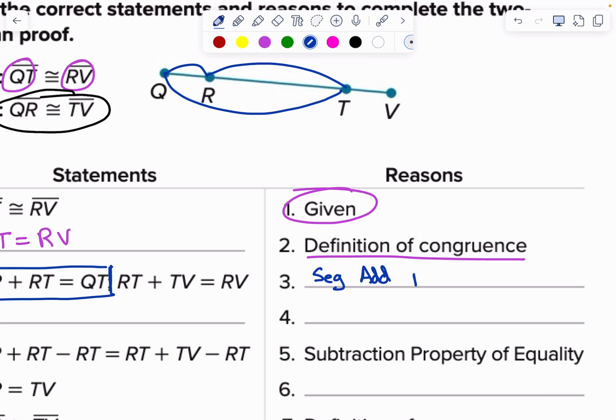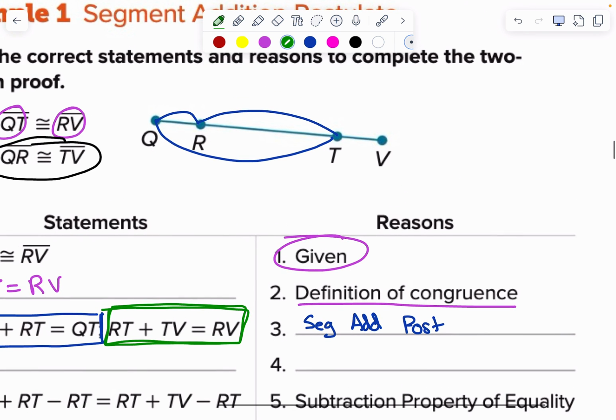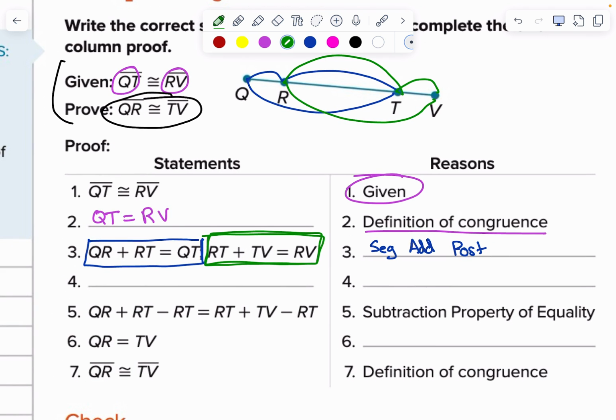Segment addition postulate. Okay, now I'm going to also look at the other guy because we have another one right here. He's the green one. And the green one says that RT plus TV equals RV. Is that also segment addition postulate? You betcha, right? Okay, so they double it up there so we'd only have to take one line for that because it's both segment addition postulate. All right, now, what do we do with that information?